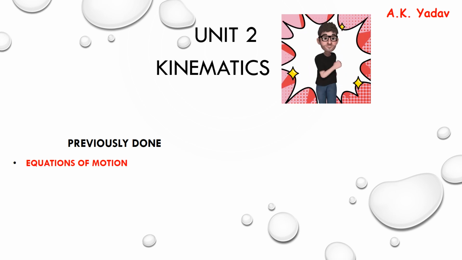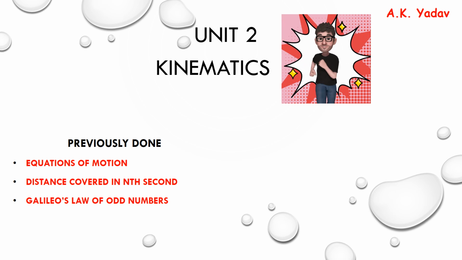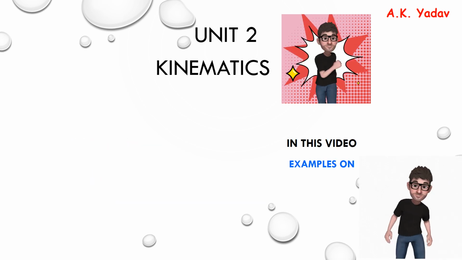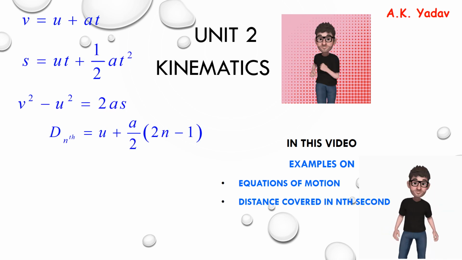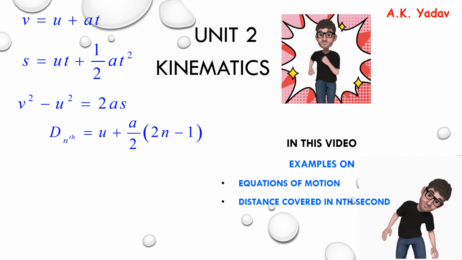What we have done previously: the equations of motion, the distance covered in nth second, and Galileo's law of odd numbers. Now what are we doing in this video? In this we will have examples on equations of motion and on distance covered in nth second. Now, what should you be knowing?